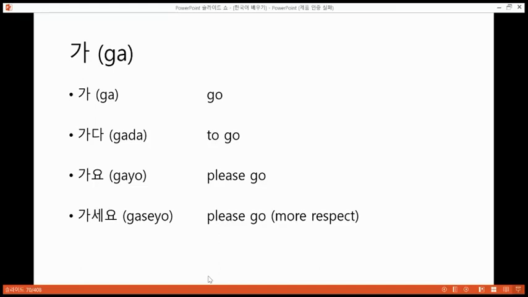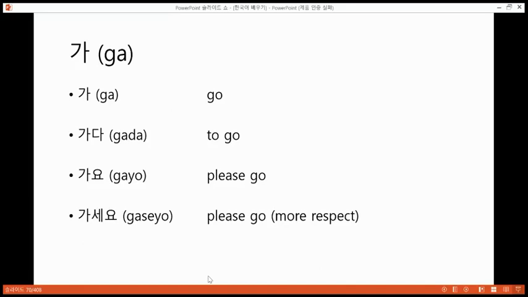Okay, 언제 가세요? When are you going? So we use the most respectful word 가세요. Now when you answer, you just use the simple word 가요. Can you say 가요? Okay, I go. 오늘 가요. I go today. 내일. Tomorrow. 내일 가요. Okay, so let's say together from the word 가.